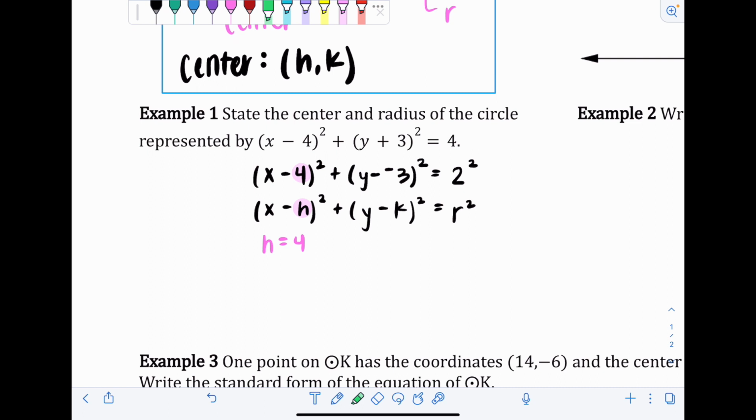And then k is negative 3. I know it was a plus 3, but remember that first minus is there, and that negative 3 is what turns it into a plus. So k is negative 3. And then r is just 2. Again, we know it was a 4 initially, but in the formula itself, it's r². So we have to figure out, okay, 4 is what number being squared? That number is going to be r, so r would be 2.